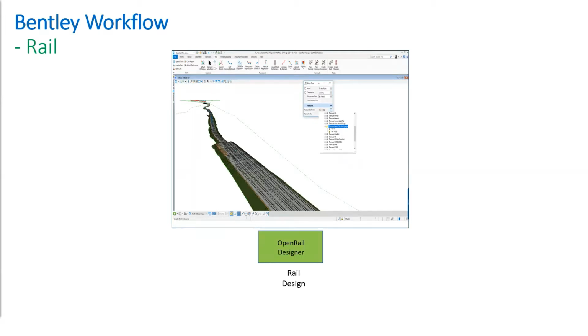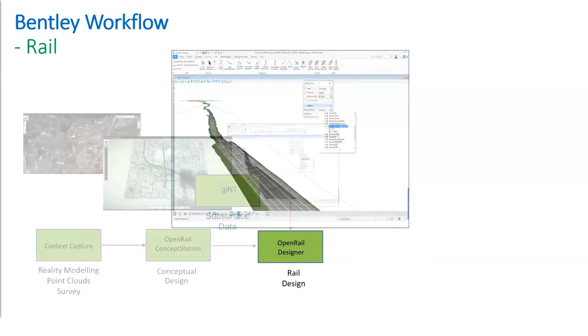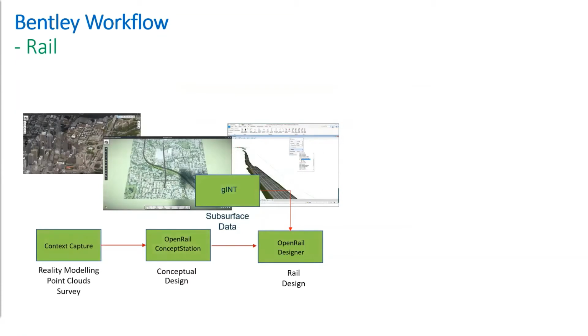For a rail infrastructure project, usually the backbone of the project is using design and data from OpenRail Designer. This solution is very robust because you can bring in all your point cloud survey data as well as reality modeling, which I'll show you in a while. And all this data, after processing, you can reuse in the next stage.